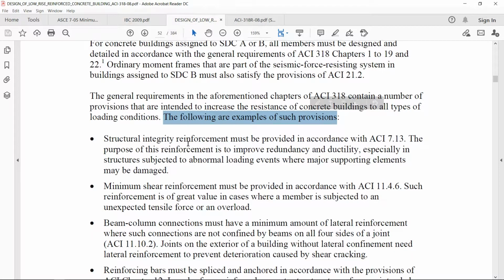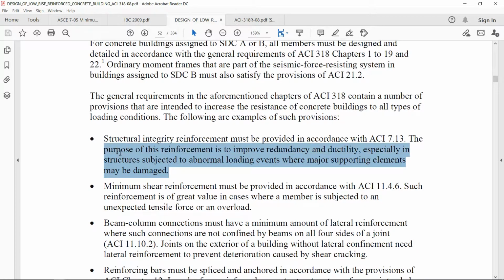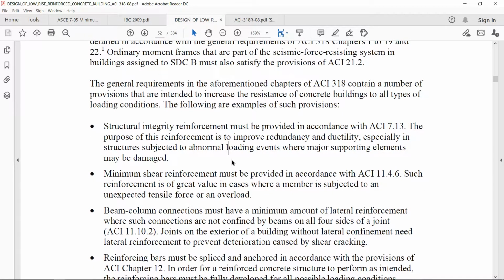For example, structural integrity reinforcement must be provided in accordance with ACI 7.13. The purpose of this reinforcement is to improve redundancy and ductility, especially in structures subject to abnormal loading events where major supporting elements may be damaged. This is a very important paragraph. Why? Because if your structure is not ductile, then in case of an earthquake, the failure will be sudden and catastrophic.